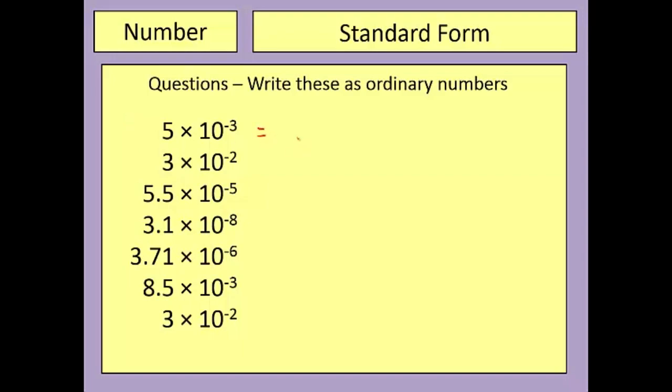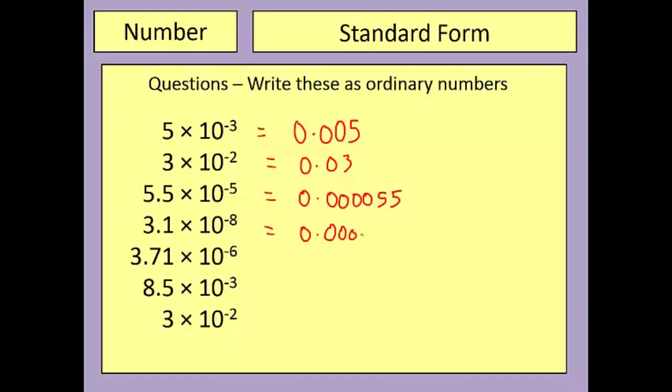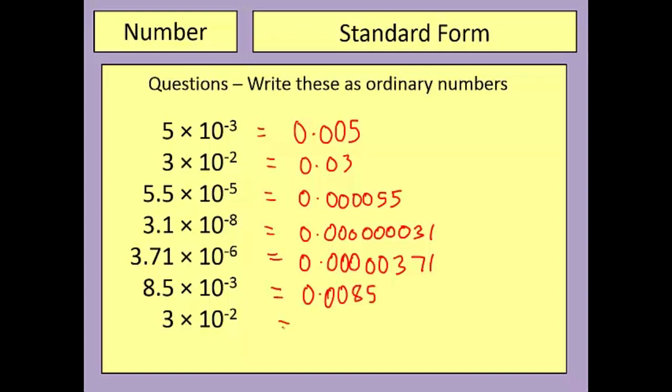Okay, here are the answers. This first one is 0.005. This next one, 0.03. And then we've got 0.000055. And then here we go, 0.000000031. And then 0.000000371. And then 0.0085, and finally 0.03. That concludes your first video on standard form.